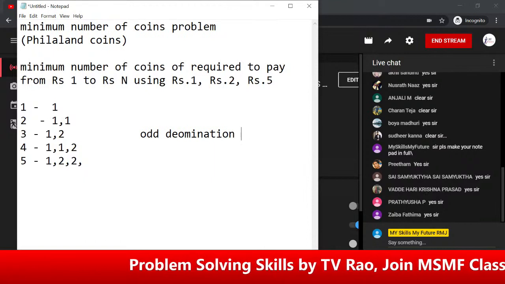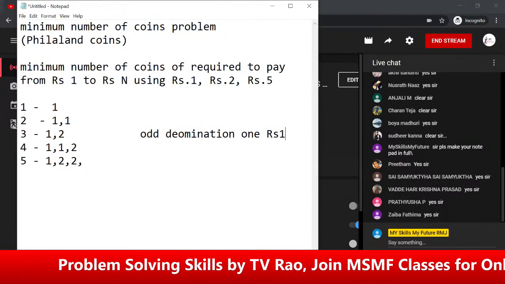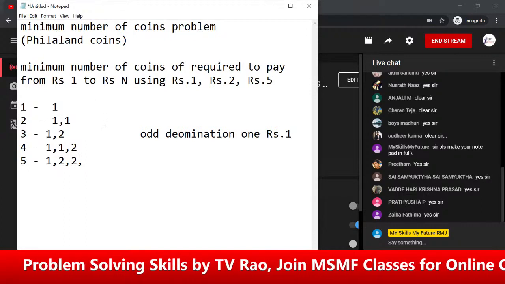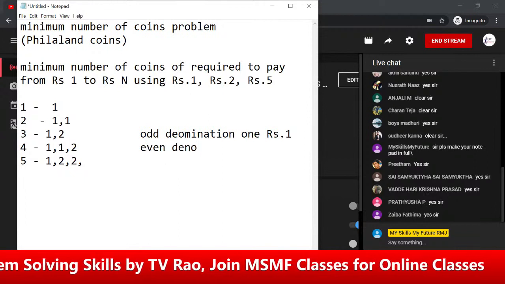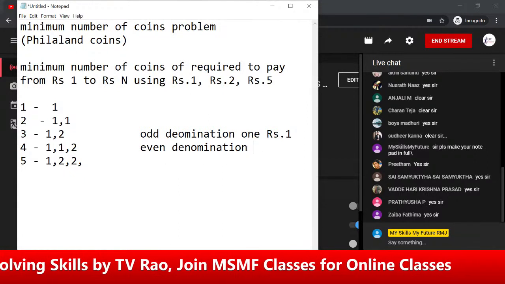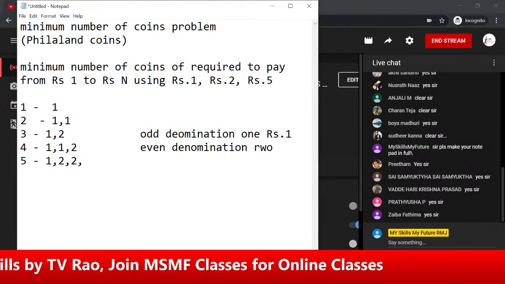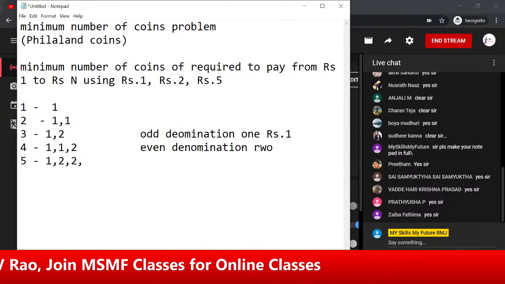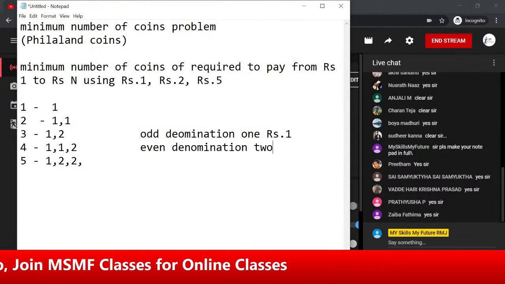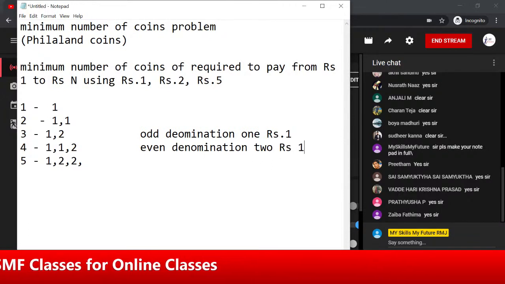we have a 1 rupee coin used. For even denomination, we used two 1 rupee coins. So keep this in mind because we are going to use it. Two 1 rupee coins. Okay, is this clear?